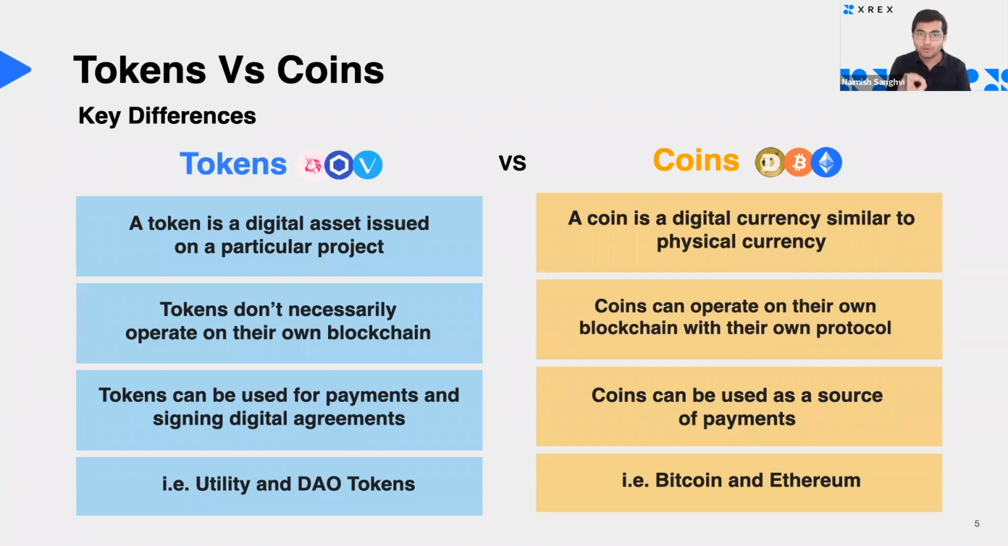But coins can only be used as a source of payment or medium of exchange on the blockchain in order to facilitate transactions on the blockchain itself. So there are some examples: utility and DAO tokens. On the other side, there's Bitcoin and Ethereum. On the coin side, we already discussed that.